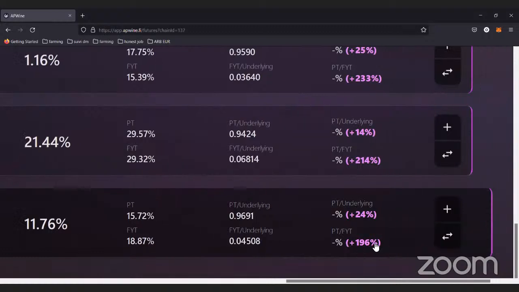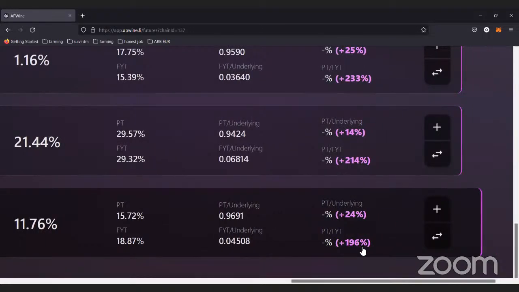The thing is, the liquidity mining on the future yield token is big. People can make 200%. And to acquire future yield token is not that easy, as you have seen. So to acquire future yield token, you first need to deposit the euro into Curve, then into Bifi, then you have to go from Bifi to APWine, and then you receive PT and FYT.